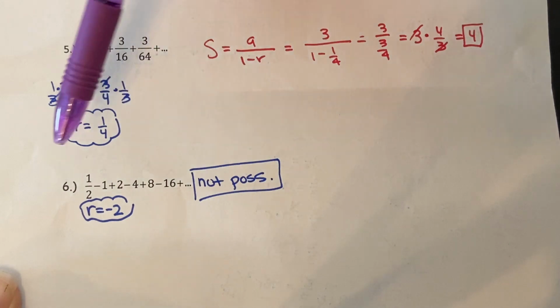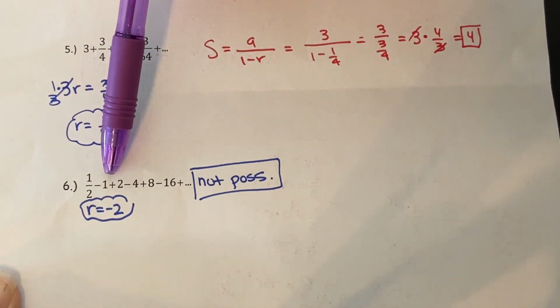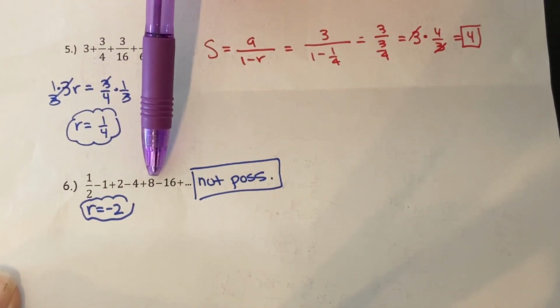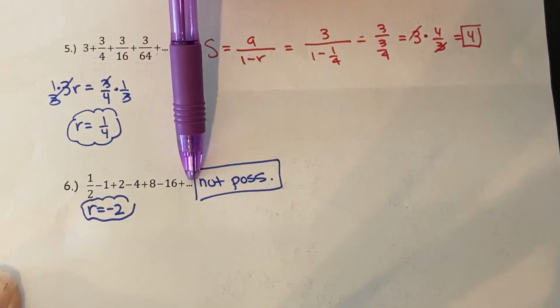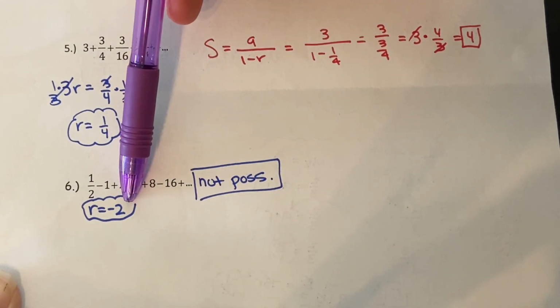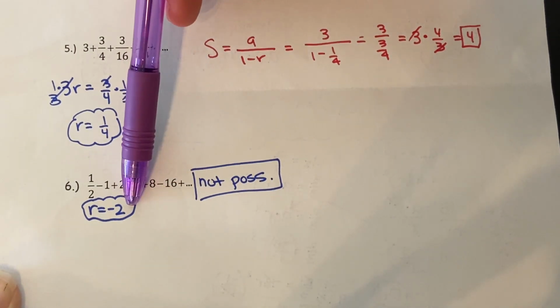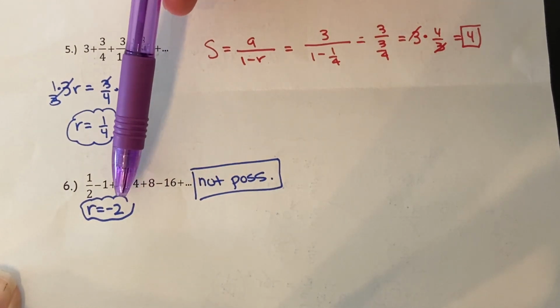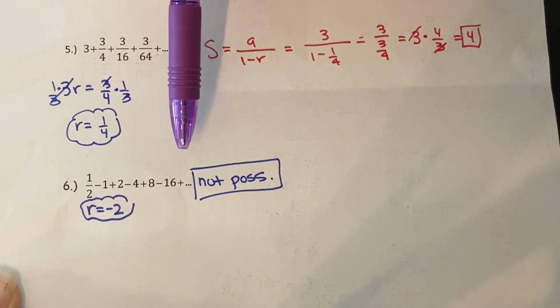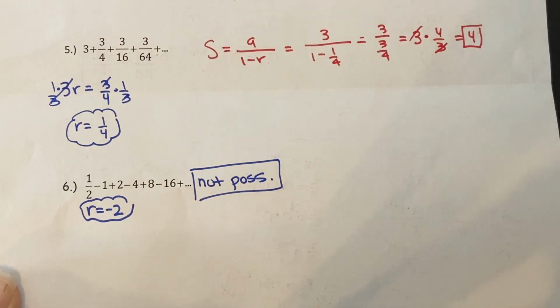For number 6, if I'm going from 1/2 to -1 to 2 to -4 to 8 to -16, I'm multiplying by a -2. So for this infinite geometric series, it's not possible because my r is less than -1. My r has to be in between 1 and -1 for an infinite geometric series.